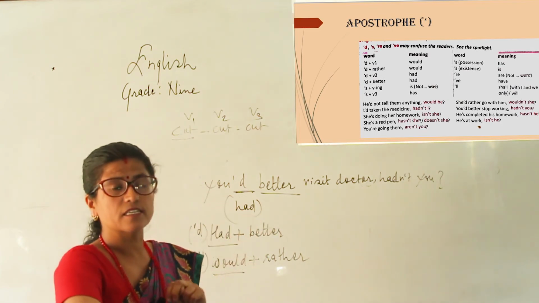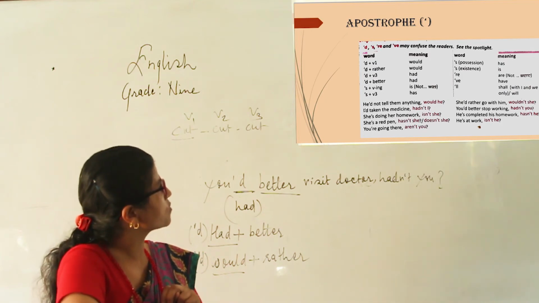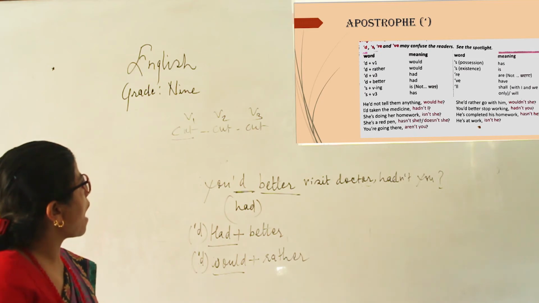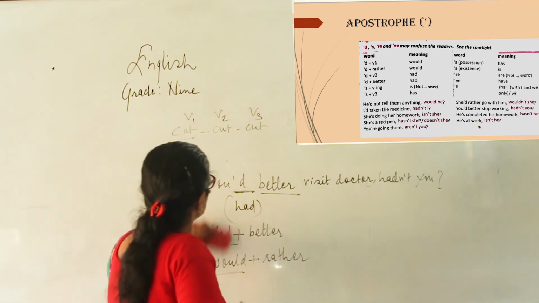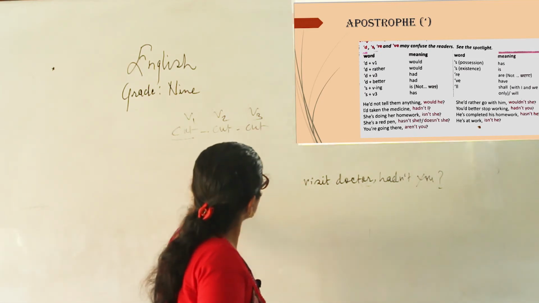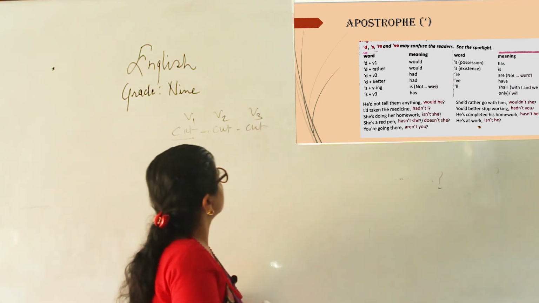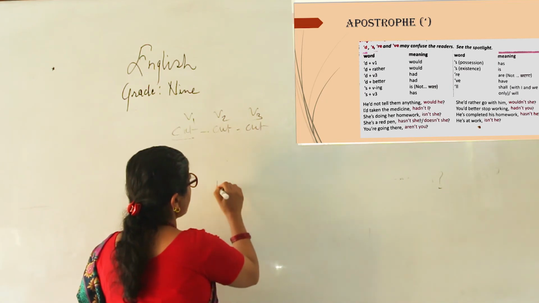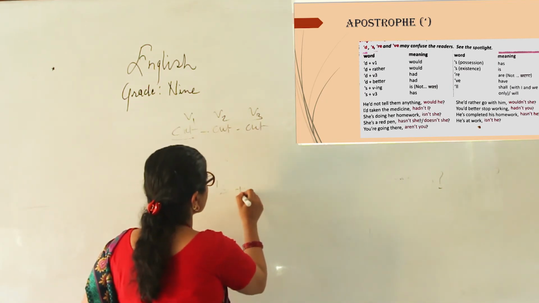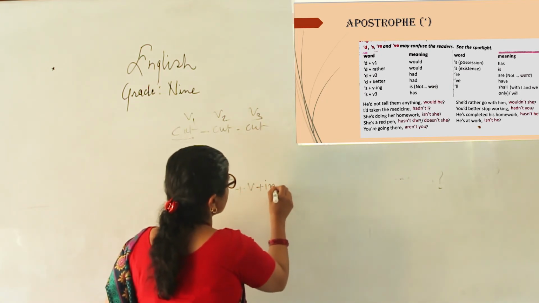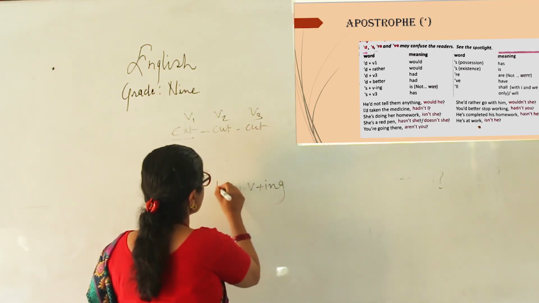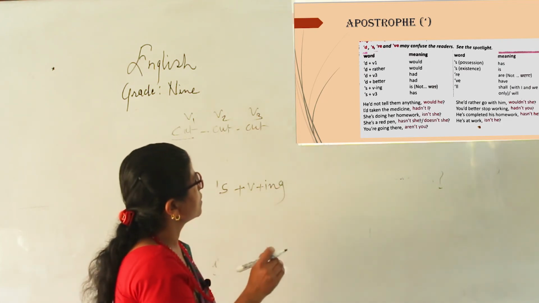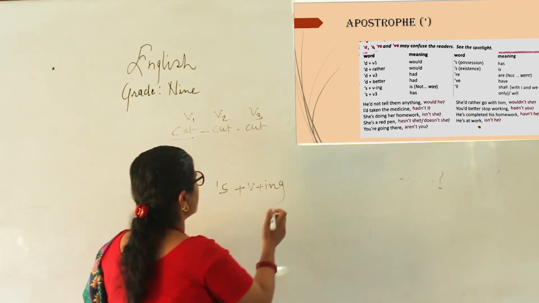And apostrophe S: in case of apostrophe S, what do we do? If there is apostrophe S plus verb plus ing, what do we do? Let's say, apostrophe S plus verb plus ing means that is what? Is.